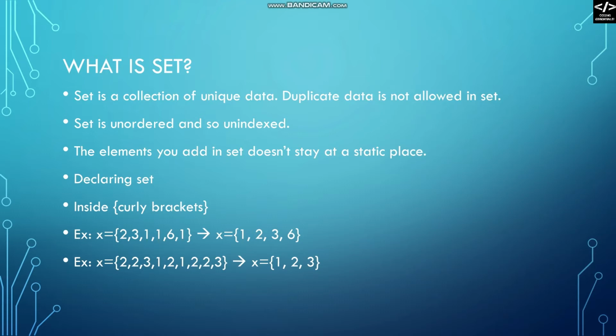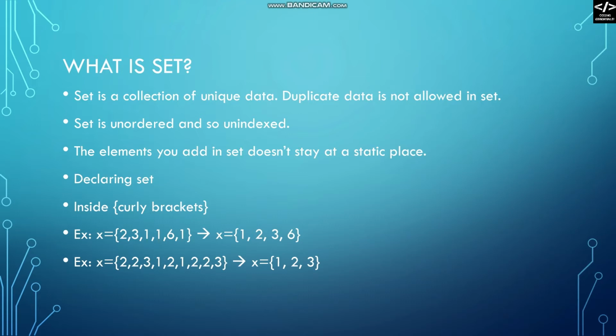So set is unordered and so it is unindexed. Therefore, there is no indexing given to the elements present in set. You don't know the order in which set will define the elements. The elements you add in set do not stay at a static place. That's why there is no positive indexing or negative indexing.